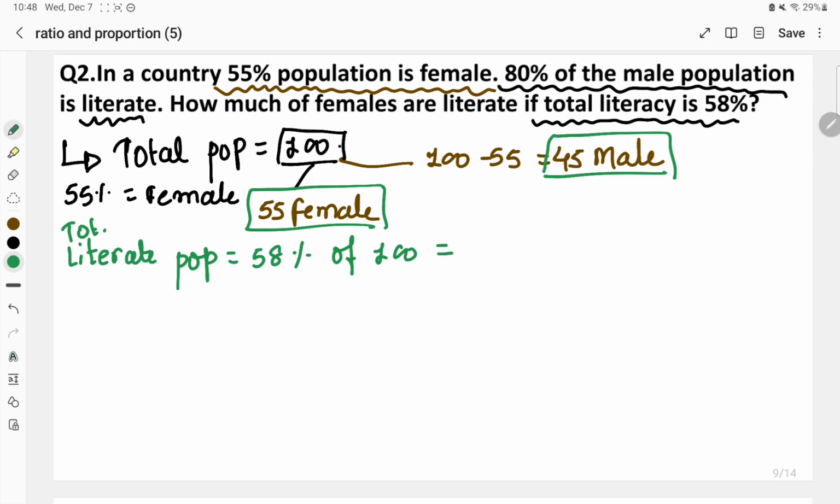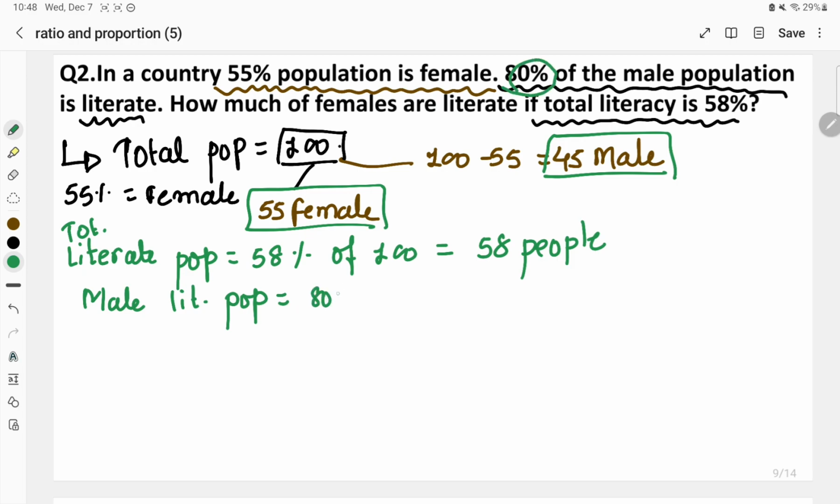So 58% of 100 is equal to 58 people. So what is the literate population? The literate population is 58 people. Now, what is given? The second thing given is the male literate population. What is the male literate population?